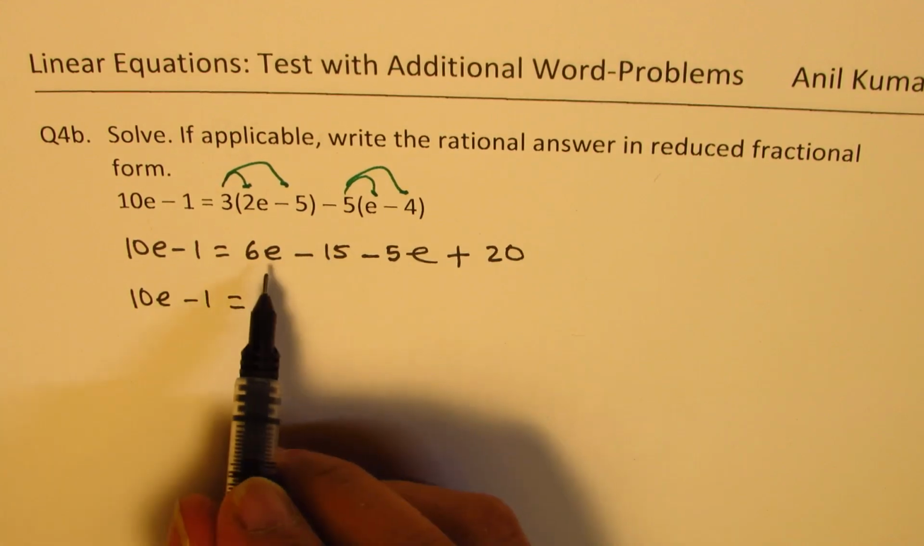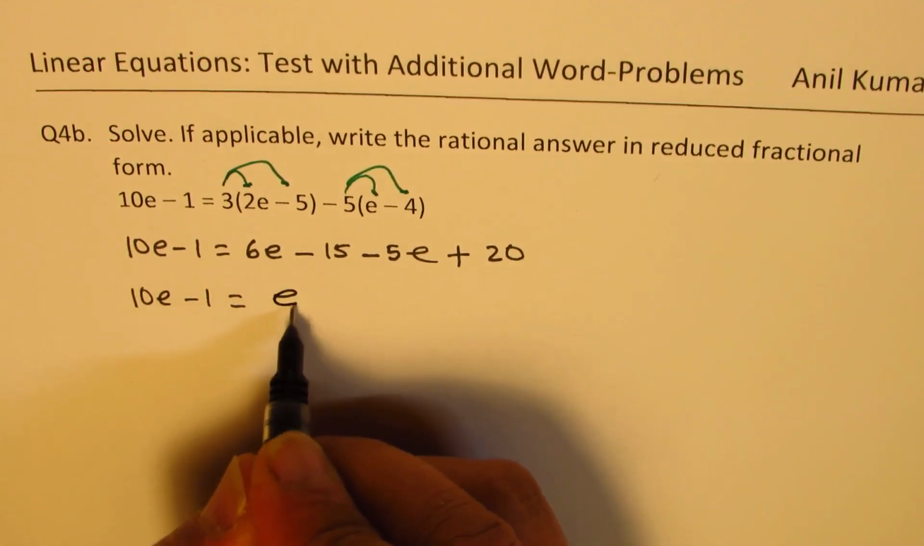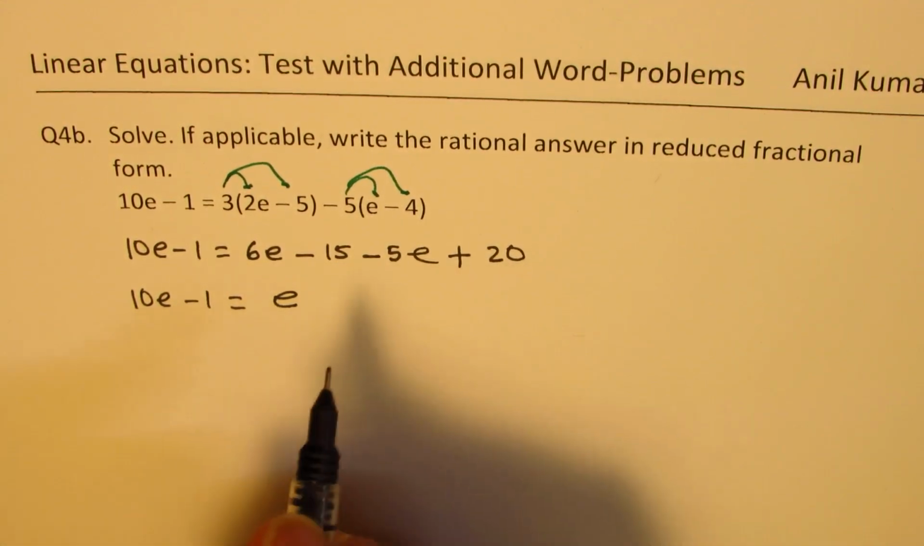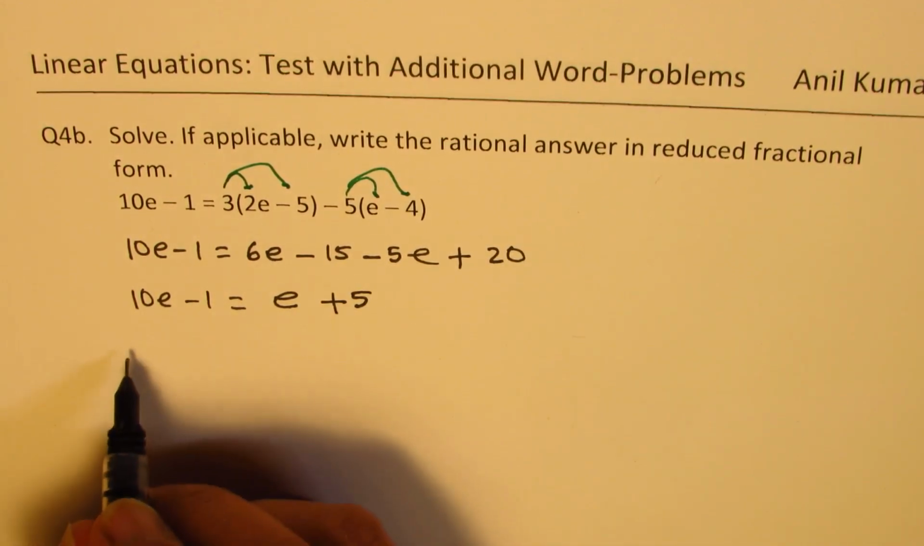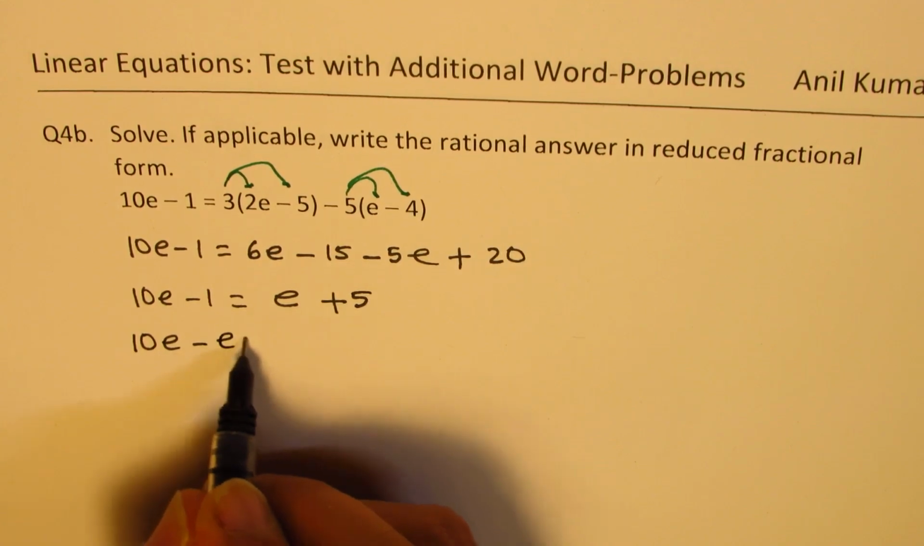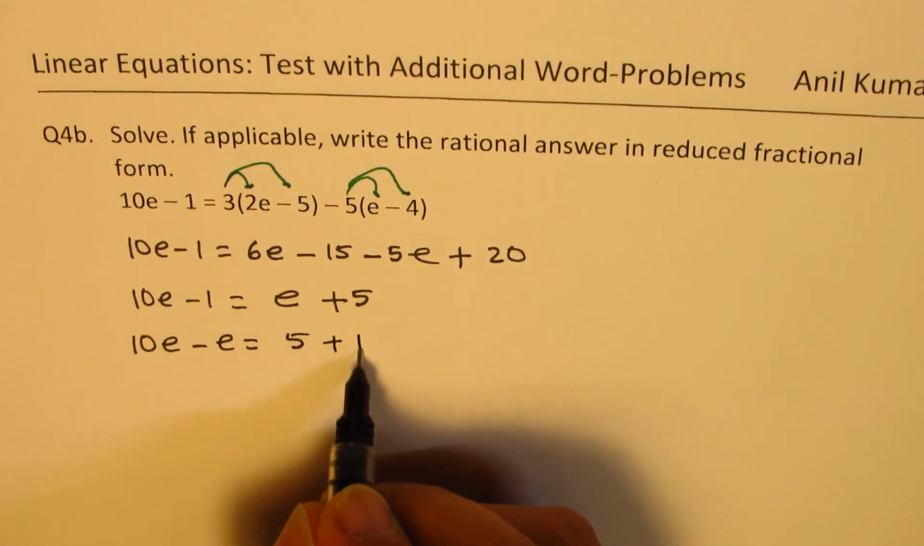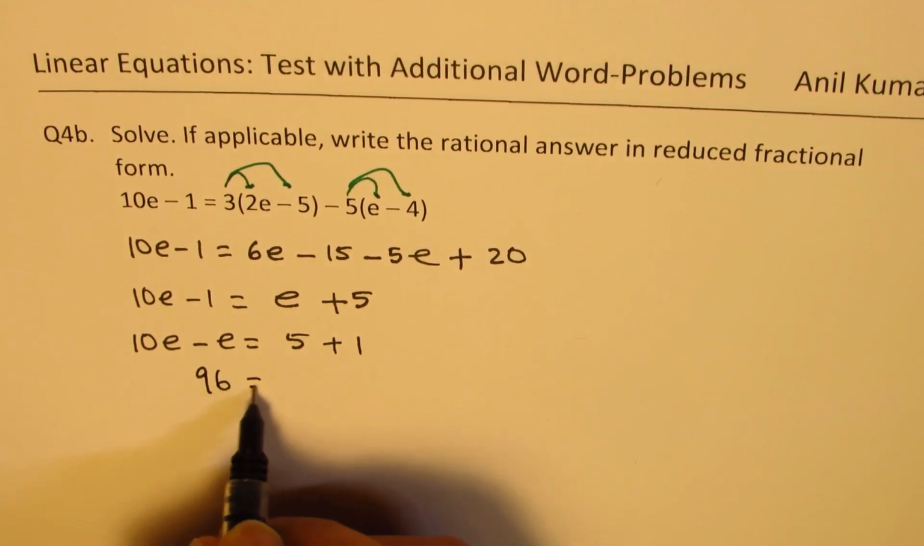Combine the like terms. 6e minus 5e is just e. Minus 15 plus 20 is plus 5. Now bring variables to the left side. So 10e minus e equals to 5 plus 1. So we get 9e equals to 6.